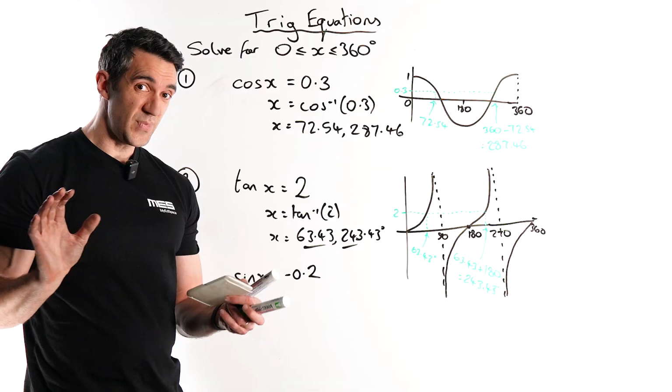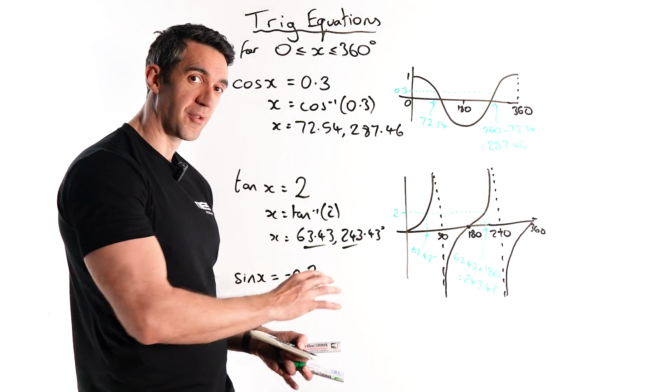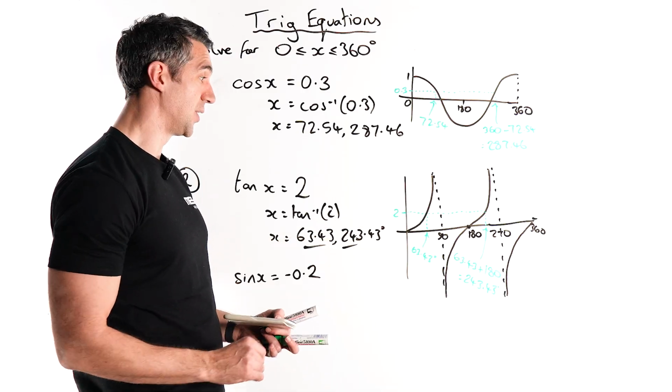So what you'll often find is once you're happy with that, most students don't actually draw the tan graph because they remember it's the easy one and you just keep adding 180 as many times as you need to.